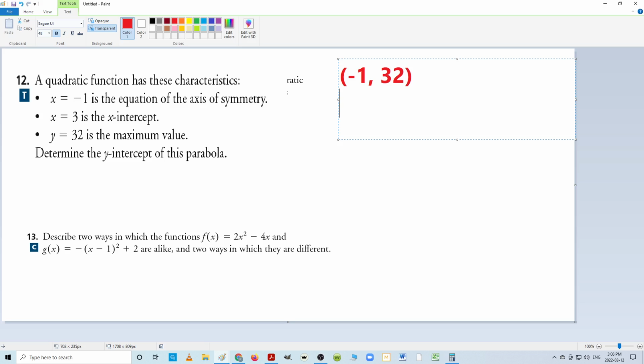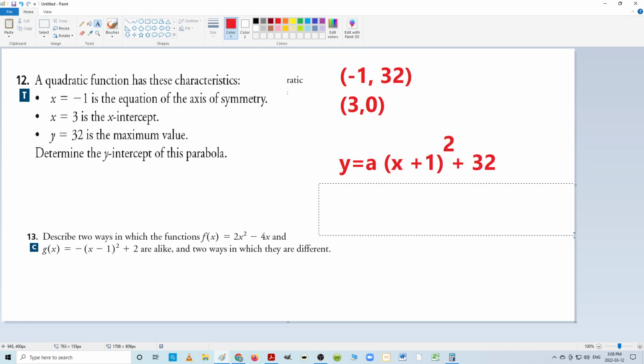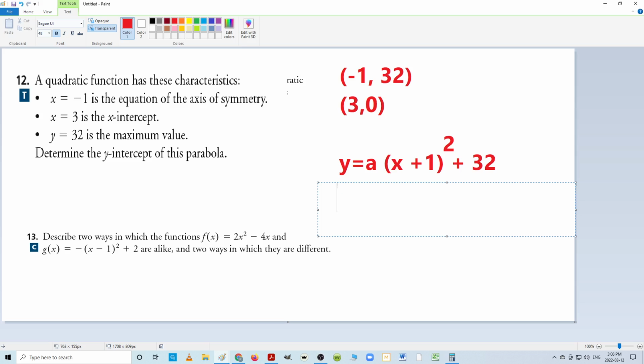They also told us it crosses the axis of symmetry at this point, which means if this is a max value and the y is up, this is facing down. But if I use the vertex formula, I get this. Fortunately, they gave me the point, 3, 0. So I can do this to figure out a. And that's x plus 1 squared.